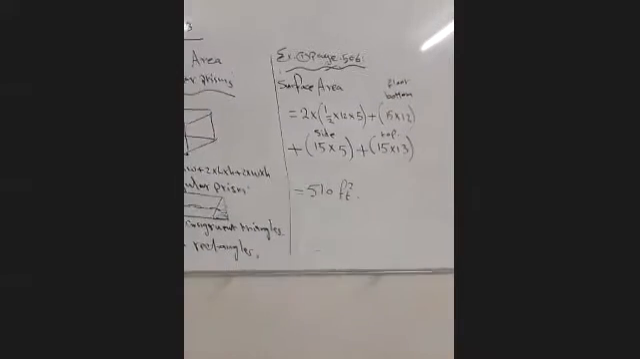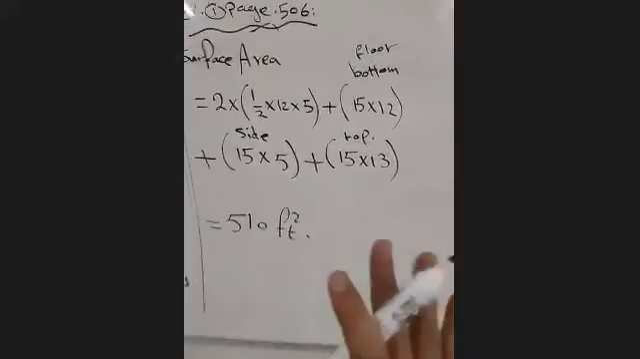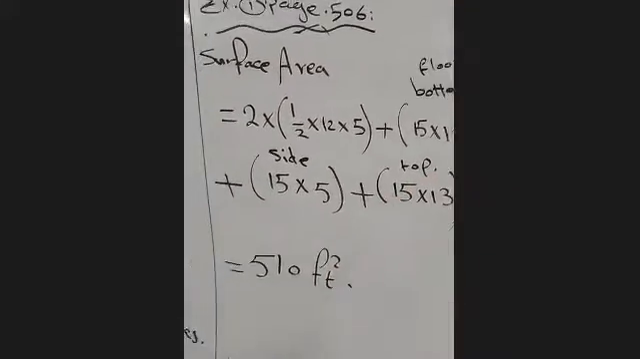15 multiply 12 plus 15 multiply 5 plus 15 multiply 13. It is 510, sorry. 510 square feet. This is how we find the surface area of the triangular prism.